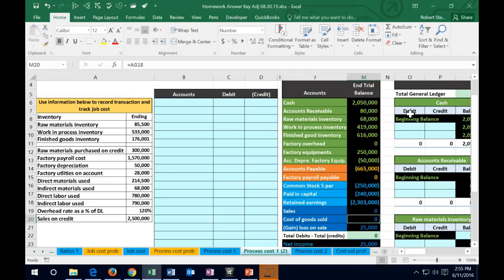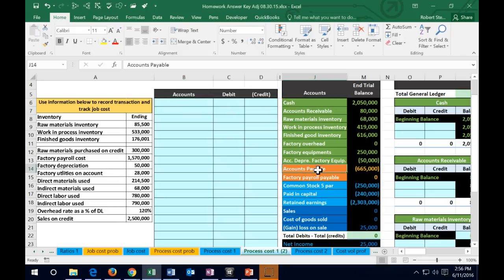So what we have here, then we have the raw materials purchased on credit. So that's the first thing that we are going to take a look at. If we purchase something on credit, the idea then I would always ask, is cash affected? In this case, no, we purchased it on credit. So instead of paying cash, we paid with a payable. So it's going to go into accounts payable.